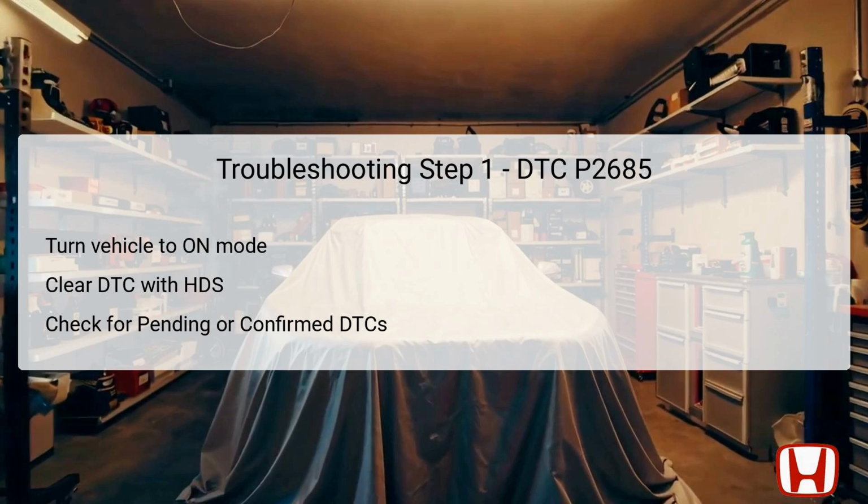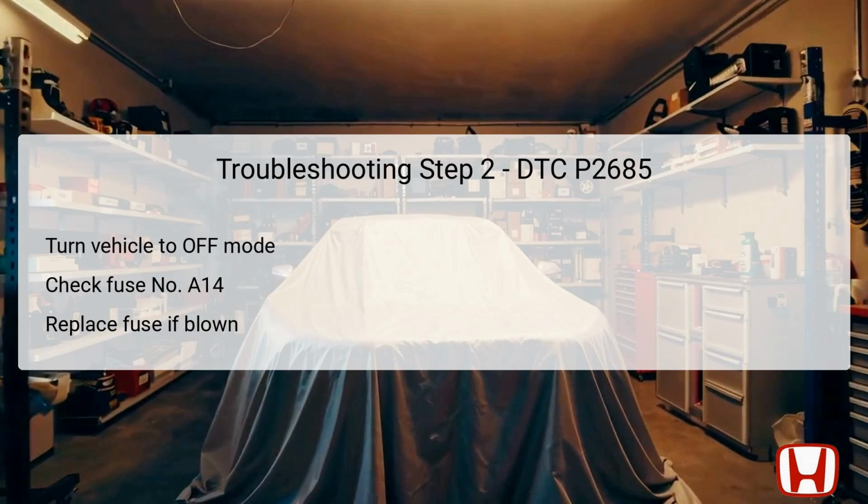Once cleared, it's crucial to switch the vehicle back to off, lock mode, before placing it back to on to observe any changes. After a brief waiting period, the technician should check for any pending or confirmed DTCs with the HDS. If the error reappears as confirmed, it indicates a persistent issue. However, if it does not show up, the problem may be intermittent, necessitating further investigation of electrical connections and wiring.